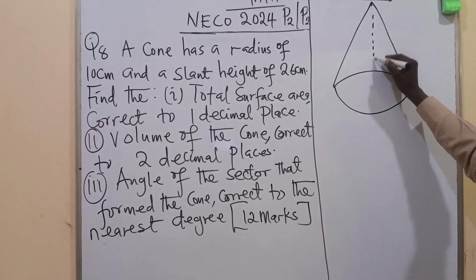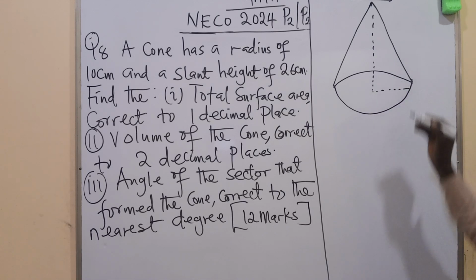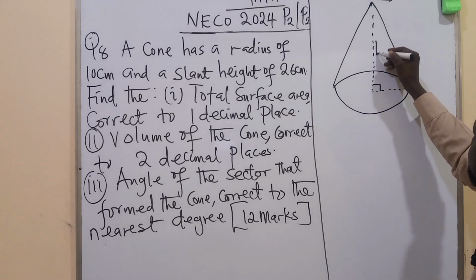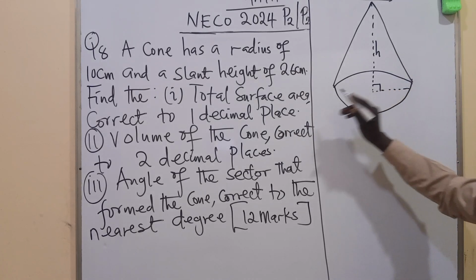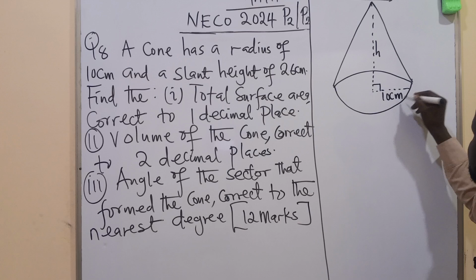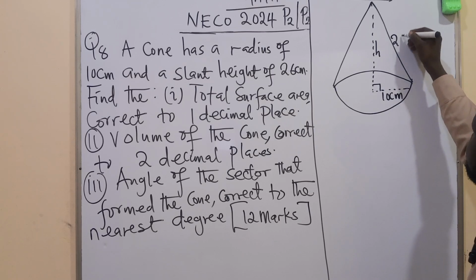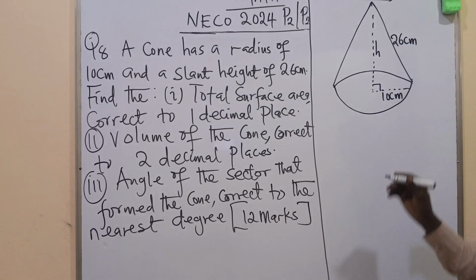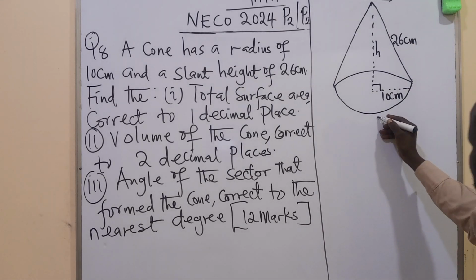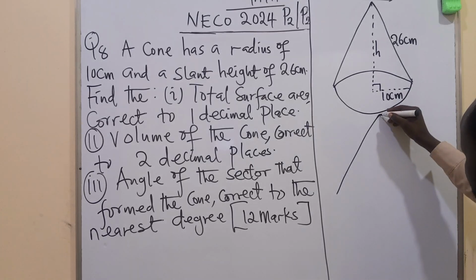We have the vertical height here, and this will form a right angle triangle. This is the vertical height h. This is the radius. From the question, the radius is 10 centimeters. The slant height is 26 centimeters. Okay. When we open out this cone, we'll get what we call a sector.